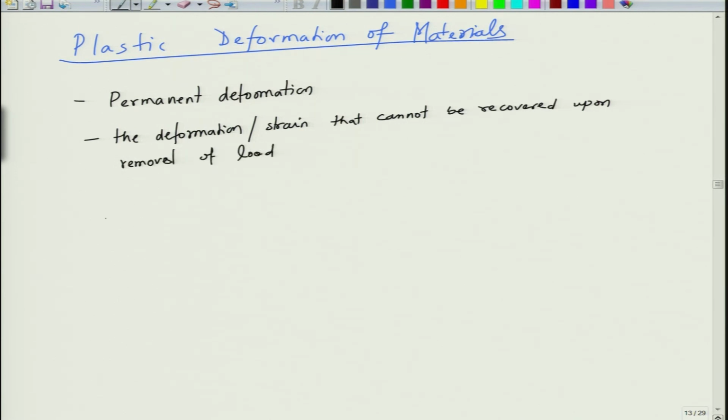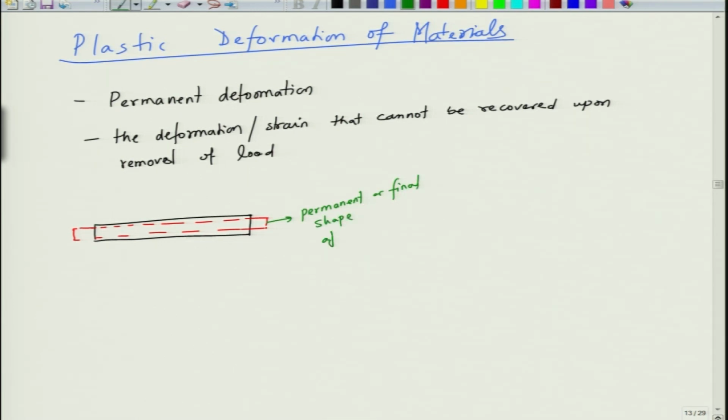So, you have a material, you expand it to a certain size, and when you remove the load back, let us say it comes back, it does not come back. It might come back a little bit. So, what you might recover is, this is let us say the permanent or final shape after load removal.